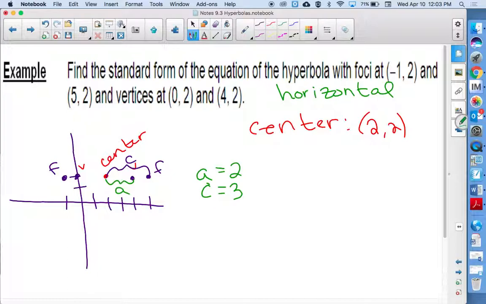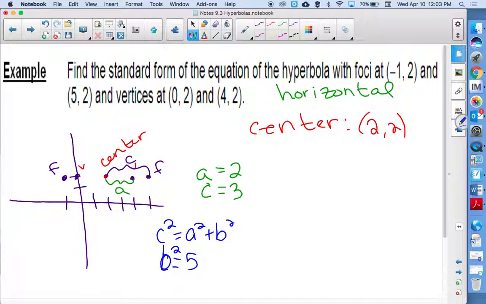We can find the c squared equals a squared plus b squared. Great. So this time you're adding those two distances together. That creates the focus, each point further away from the center because we're adding those together. And David, that gives you b squared is equal to 5. So c squared is 9, a squared is 4, 9 minus 4 is 5. So that's all the information we need.